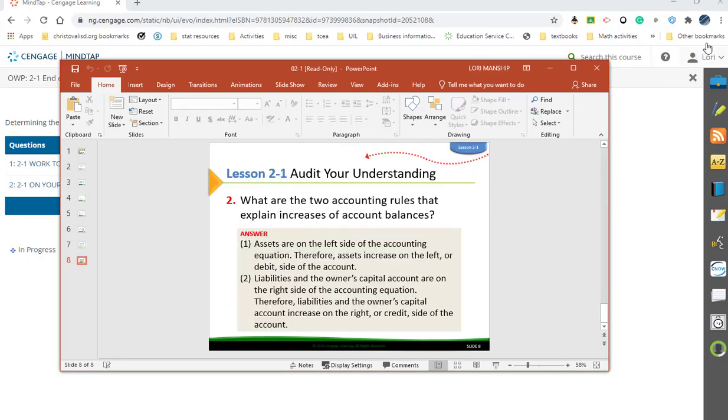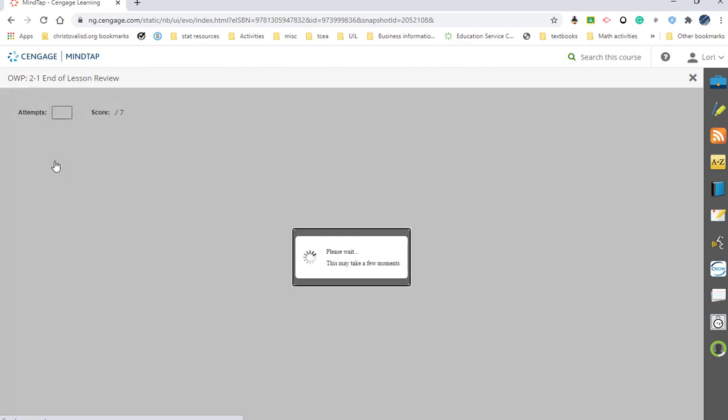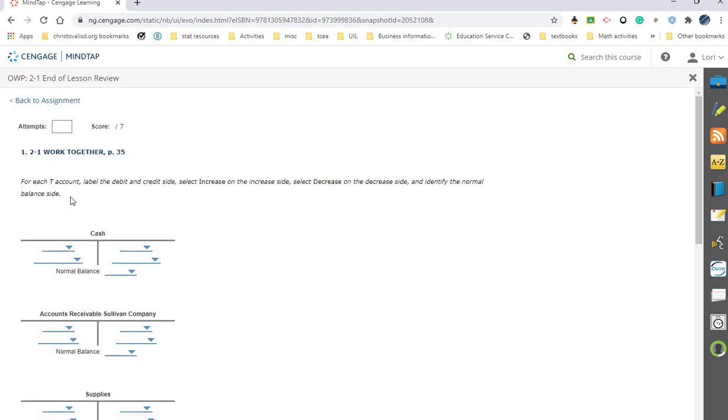Let me get out of the slideshow, and let's look at the work together. For each T account, we are going to go through and label debit, credit, and which side is the increase side. For cash, because cash is an asset, it is going to increase on the left, decrease on the right. And its normal balance, the side that has the positive, is the debit side, so that's our normal balance.